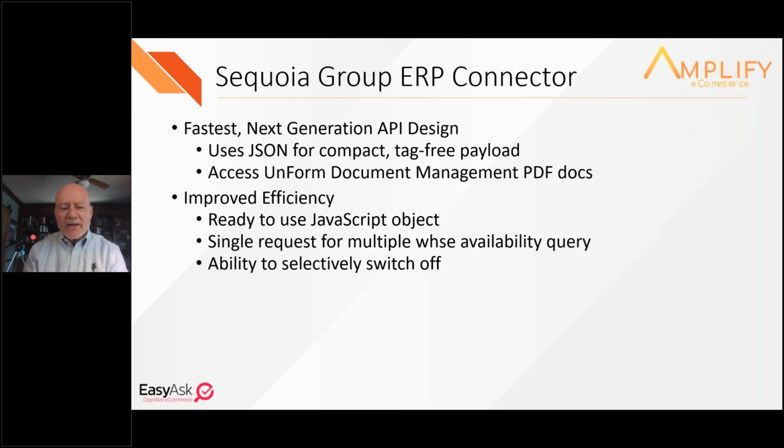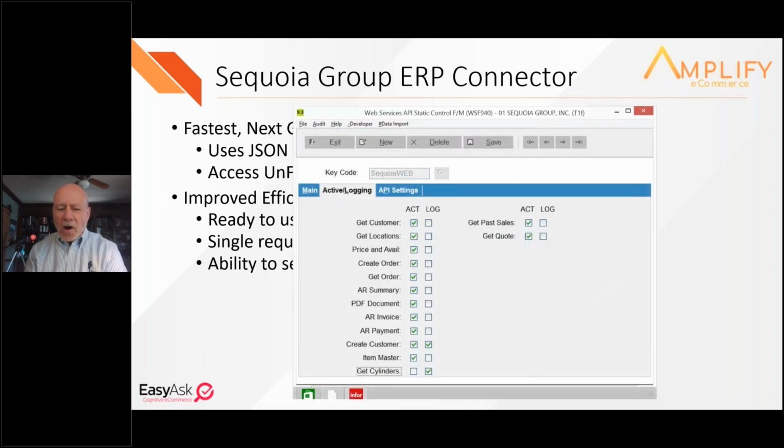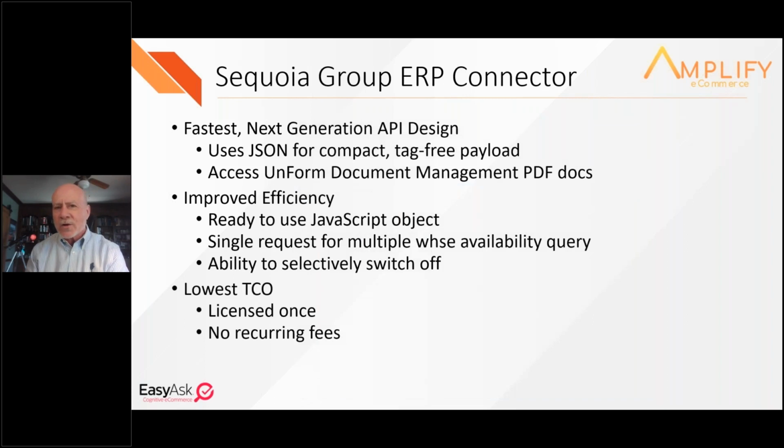We also provide the ability to selectively disable or capture detailed logging information by API for testing or security reasons. Lastly, our solution offers the lowest total cost of ownership. The Sequoia API connector software is licensed once, and there are no recurring annual fees. We're also happy to create custom APIs upon request, as we've done within our customer base.